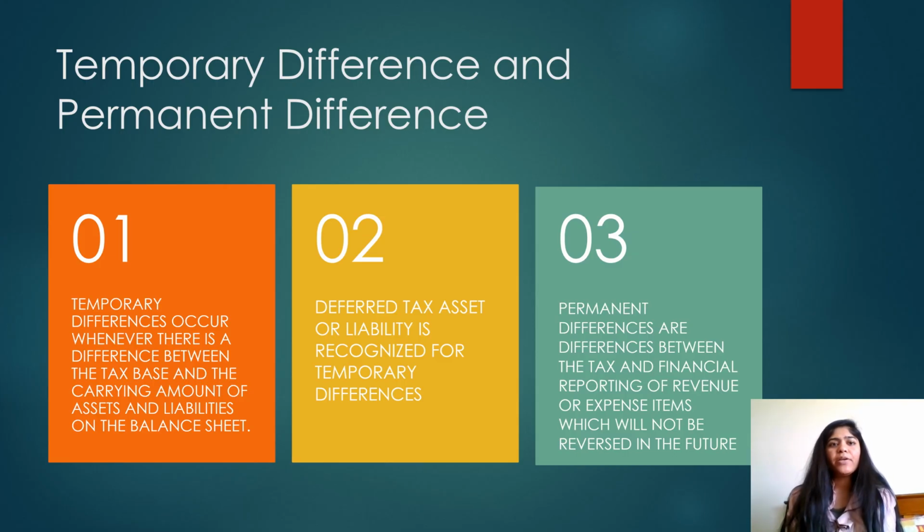Let's look at the next slide on temporary difference and permanent difference. First, start with temporary differences. Temporary differences occur wherever there is a difference between the tax base and the carrying amount of assets and liabilities on the balance sheet. Deferred tax assets or liabilities are recognized for temporary differences. Permanent differences are differences between the tax and financial reporting of revenue or expense items which will not be reversed in the future.